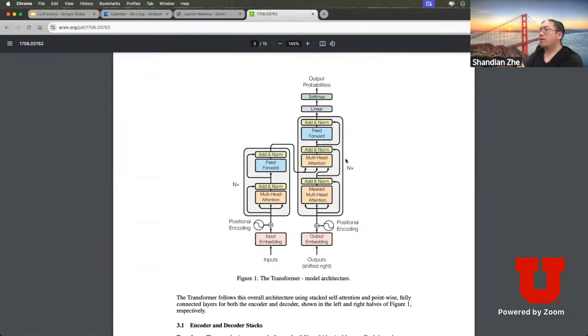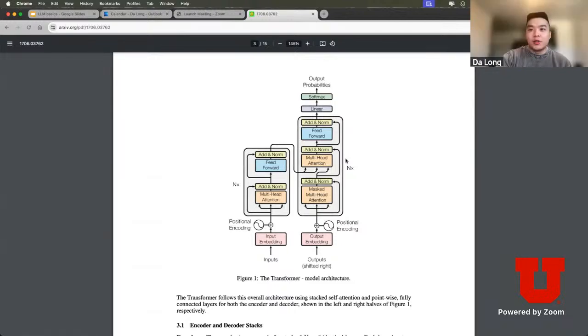But for inference, you still have to do it one by one. That's for training, because in inference you don't know what the future will look like, while in training you do. So in inference, you still have to go step by step.